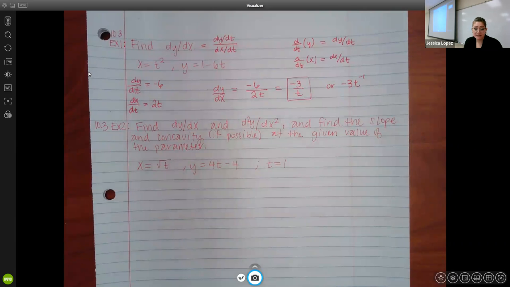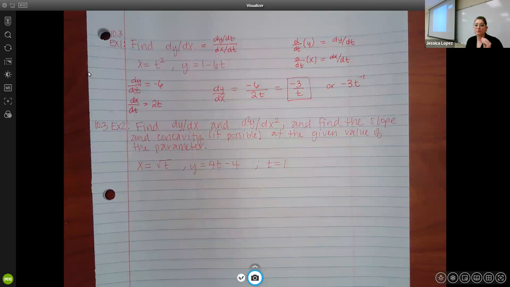Now this one, example two, is the weird one. It kind of has it in chart form on your WebAssign. I didn't put it in chart form, but we're still going to find all four of those things. First, we find dy/dx, very similar to example one. Then we plug in t equals 1 to find the slope when t equals 1. Then we find the second derivative, and I'll give you the formula for that.